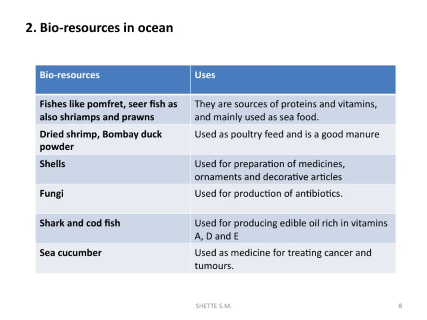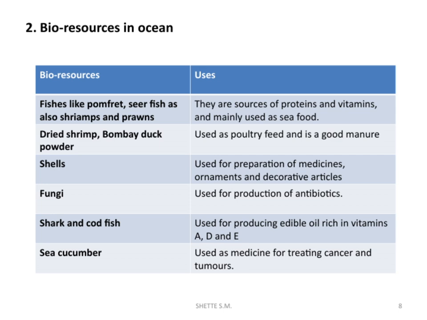Let's take a closer look at some of the key bioresources we find in the ocean and their uses, starting with fishes like pomfret, seerfish, and even shrimps and prawns. These are primarily sources of proteins and vitamins, and they are mainly used as seafood, which is a vital part of many diets around the world.